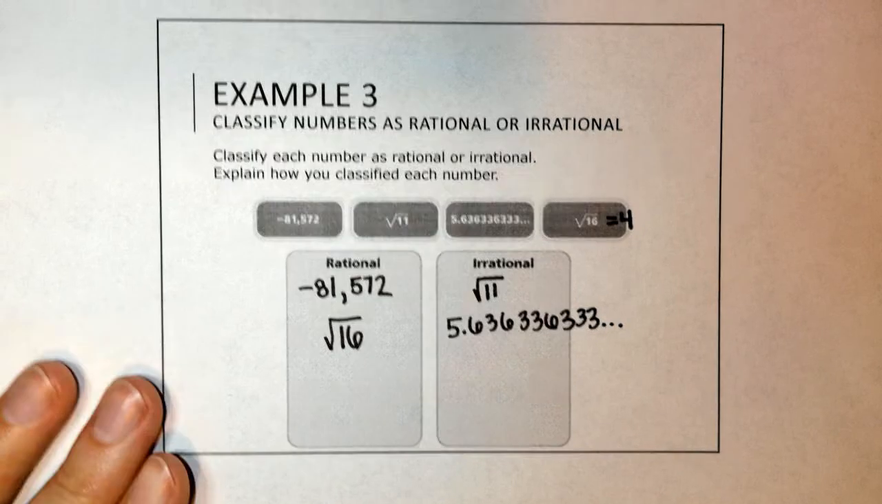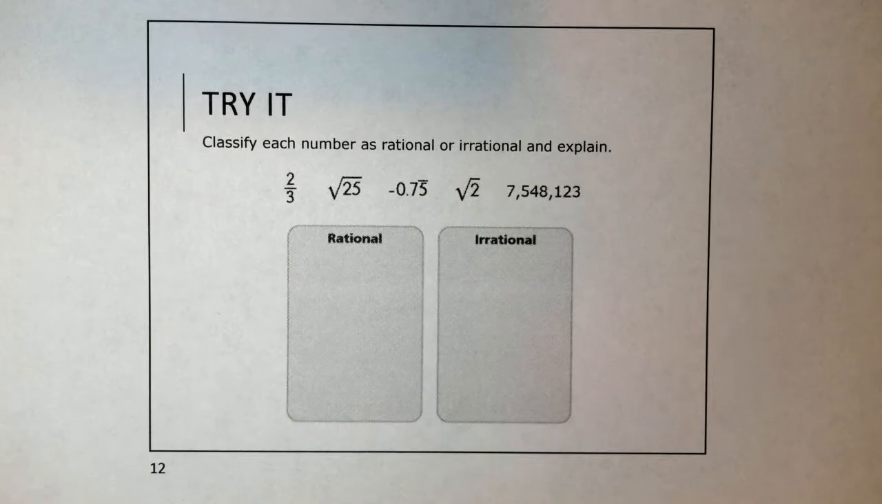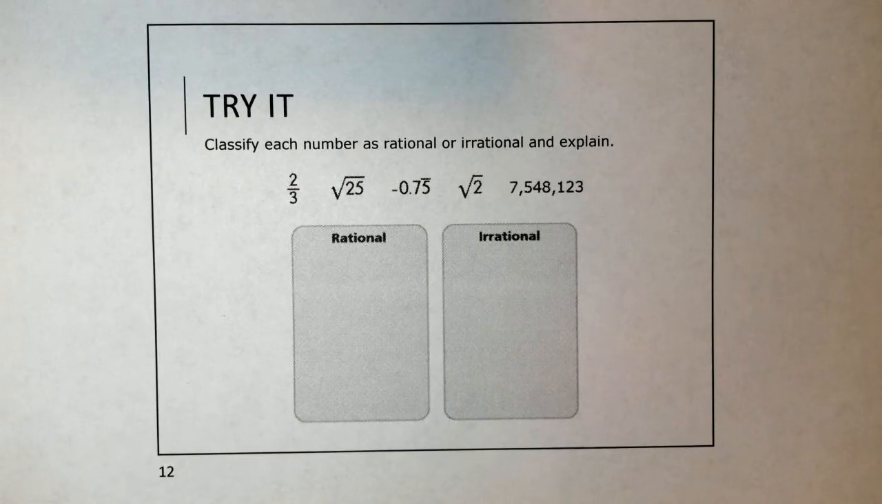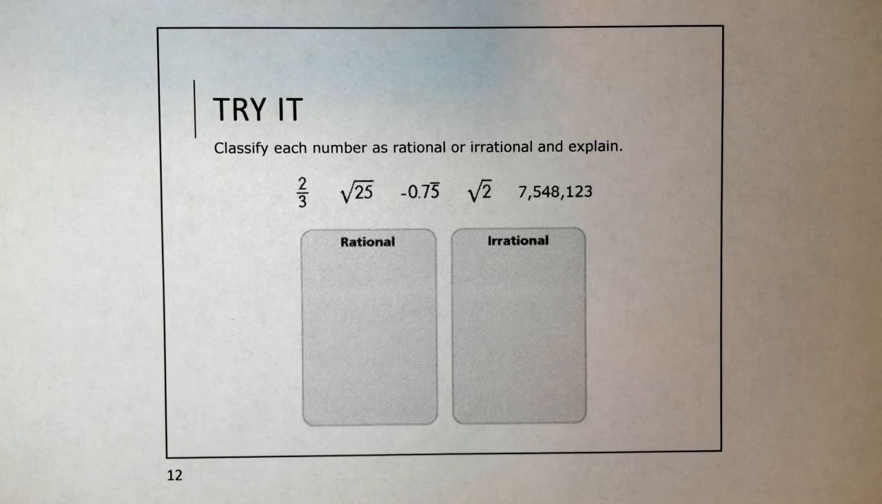There's a try it problem that goes along with example 3, okay, at the bottom of your page. So pause the video, take a moment to answer this question. You're classifying each number as rational or irrational. Once you have a chance to answer it, you can resume the video to reveal the solution.